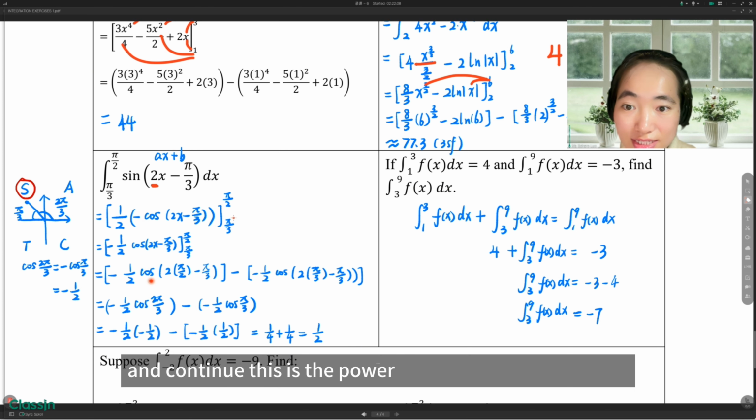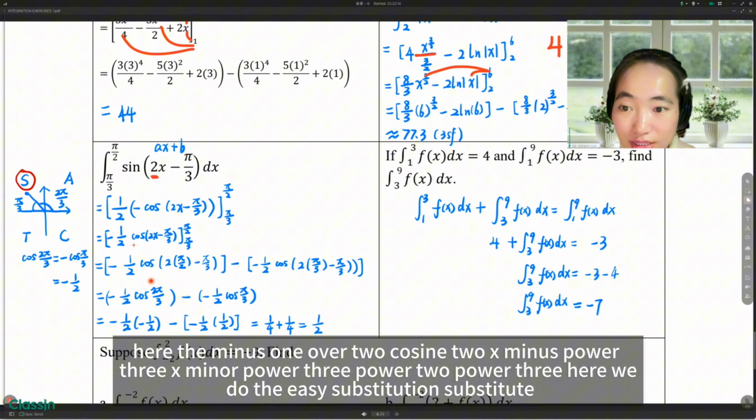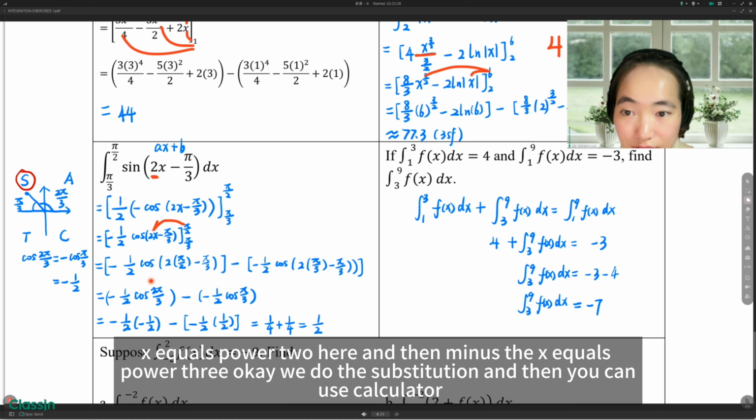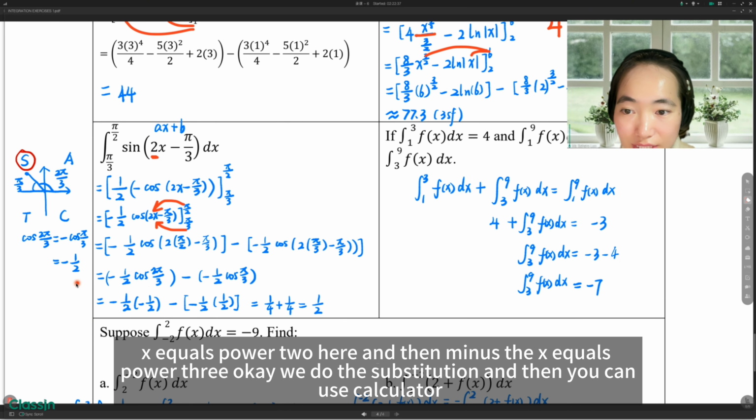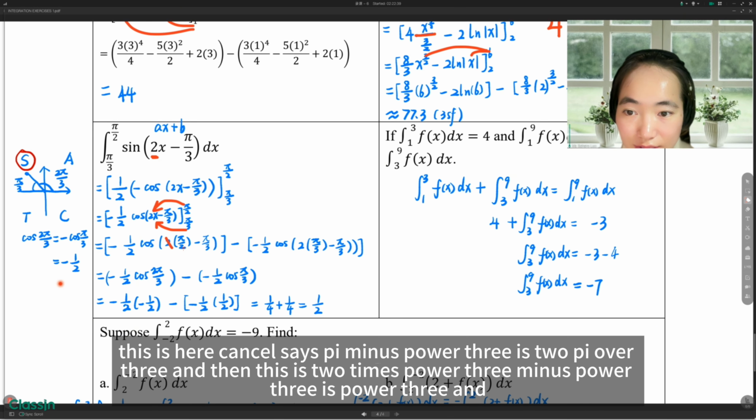And continue. This is the pi over 2, pi over 3. Continue here. So minus 1 over 2 cosine 2x minus pi over 3, from pi over 3 to pi over 2. Here, we do the easy substitution. Substitute x equals pi over 2 here, and then minus the x equals pi over 3. Okay, we do the substitution, and then you can use a calculator. Here, 2 times pi over 2 is pi, minus pi over 3 is 2 pi over 3. And then this is 2 times pi over 3 minus pi over 3 is pi over 3.